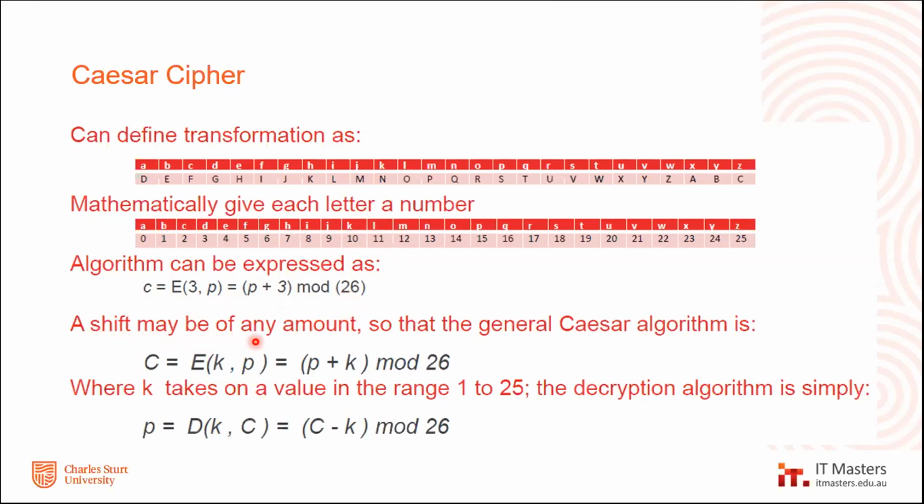Now, a shift may be of any amount. So the general Caesar algorithm is this here. The key is however many characters we shift by. If we do a 10 shift, so shift along our letters by 10 characters, that would be a key of 10, and our ciphertext would be the value that lines up once that shift has been done. Where K, our key, takes on a value in the range of 1 to 25, the decryption algorithm is simply the reverse of that. The plain text equals the ciphertext minus the key. So we shift it back again, do the modular mathematics, and come out with the remainder.